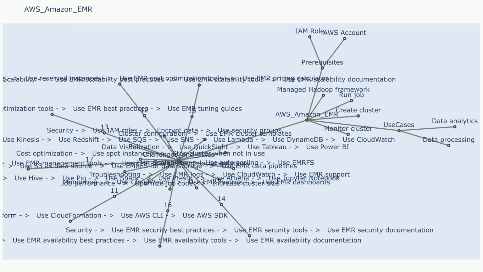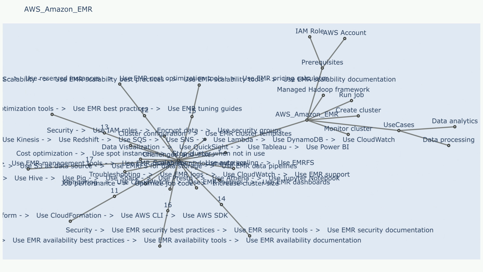Cost. Use Spot instances for cost-effective processing. Use reserved instances for predictable workloads and cost savings. Use EMR cost optimization tools for analyzing and optimizing costs. Use EMR pricing calculator for estimating costs based on configuration and usage. Consider using AWS cost optimization services.